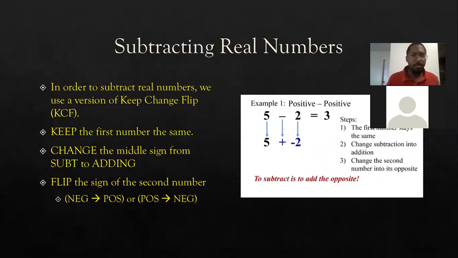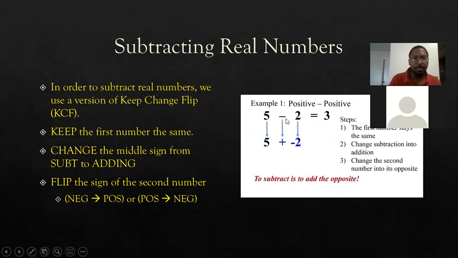All right, subtracting real numbers. When we subtract real numbers, basically what we do is we use what's called keep, change, flip. Keep, change, flip is basically just we take the first number, we keep it the same. So in this case, 5 stays a 5.